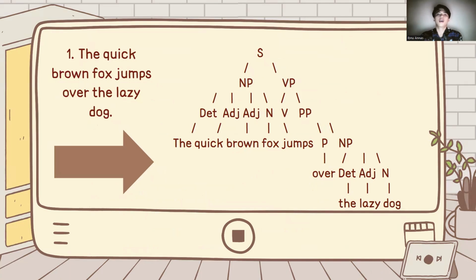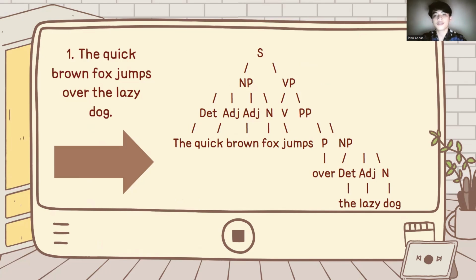So I've already written the tree diagram for sentence number 1: The quick brown fox jumps over the lazy dog. In this tree diagram, the sentence is divided into NP and VP. The noun phrase contains the determiner, adjective, another adjective, and noun. This noun phrase contains the subject fox, the quick brown fox. It means that the brown fox is really fast, really quick. And the verb phrase contains the object, the lazy dog.